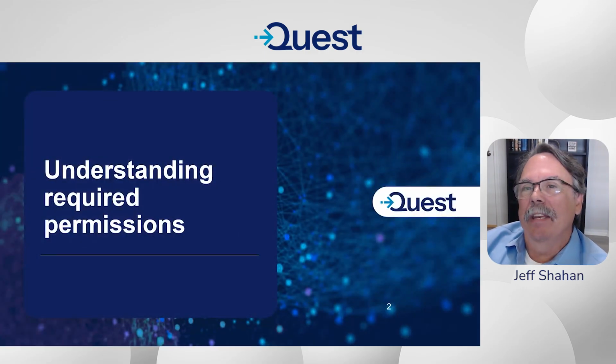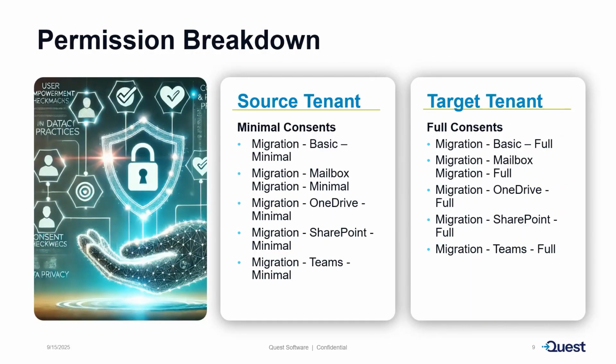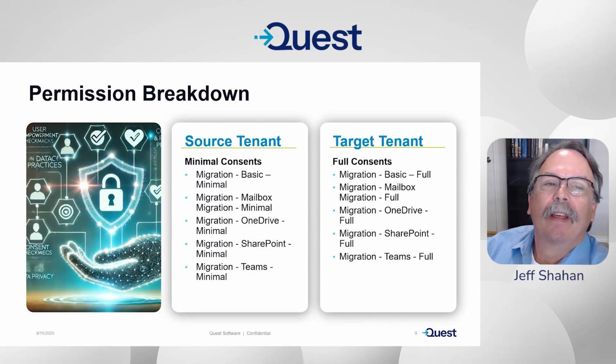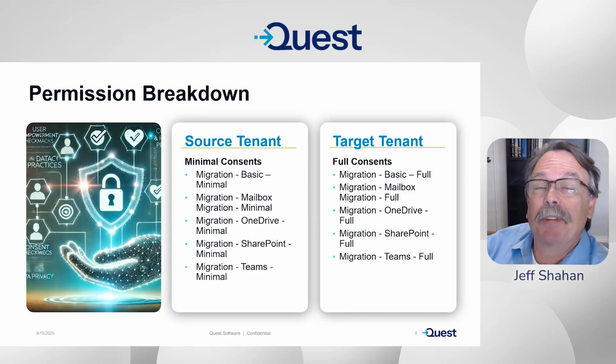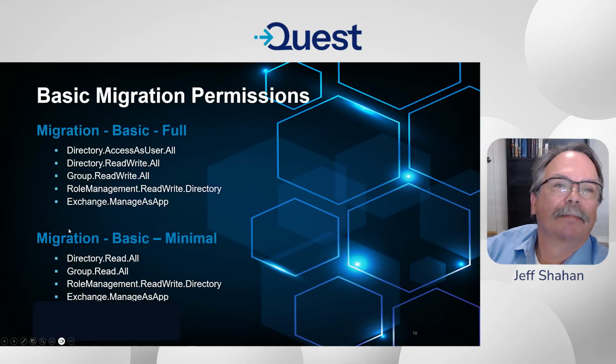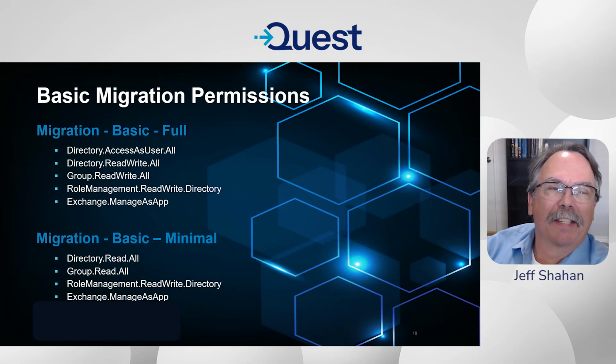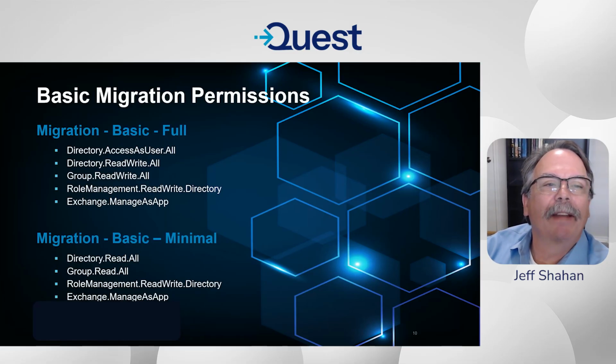So let's dig into the permissions. To break the consents down, in the source tenant, we use minimal consents. They're primarily based for read for all operations, with the exception of a few, and I'll point those out as we dig through it. For the target tenant, those are primarily read-write permissions for all of those consents. The basic consent has full directory read as a user, read write. As you can see, everything's read write.